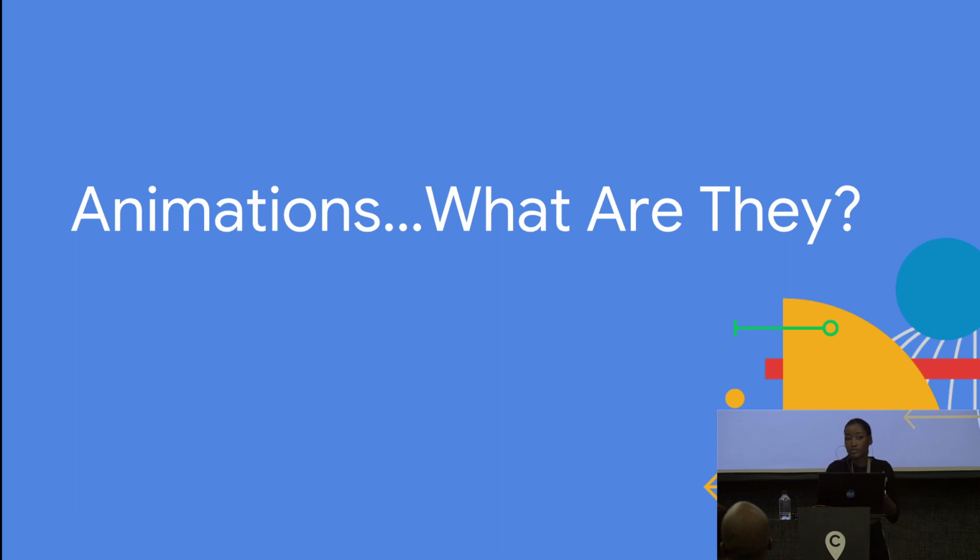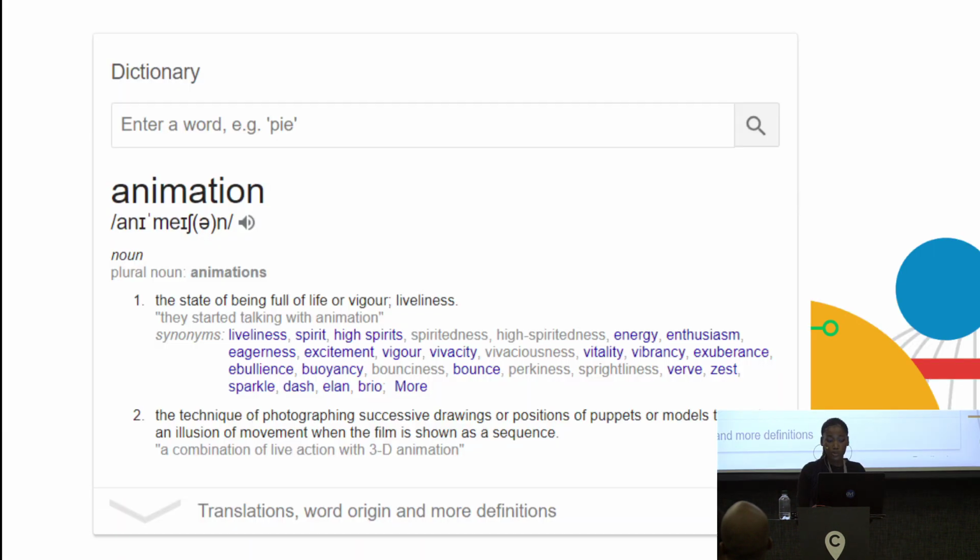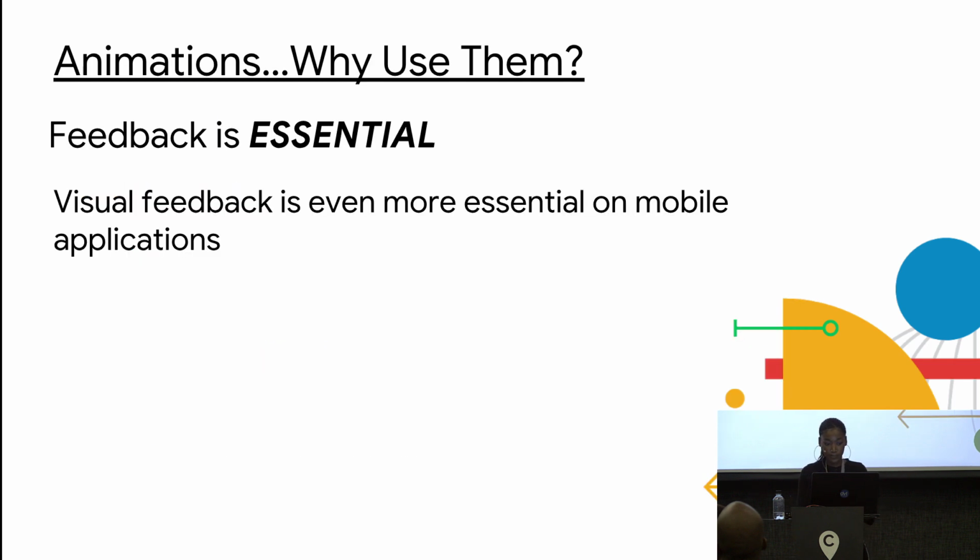So animations, what are they? If you look up the word animations on your Google search bar, this is what you are likely to see. It says the state of being full of life or vigor, liveliness. That's what we're trying to do with our applications, give them some life. Animations are often overlooked when it comes to the design process or development process, or are the last step in the design process with user interface and user experience design.